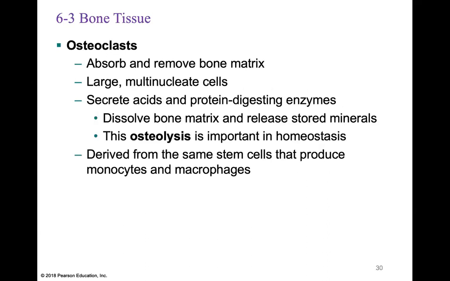And then the osteoclasts are going to absorb and remove bone matrix. They are large multinucleated cells. They will secrete acids and protein-digesting enzymes, dissolving the bone matrix and releasing the stored minerals, such as, as I mentioned, calcium, but it could also be magnesium. This osteolysis is important in homeostasis, and osteoclasts are derived from the same stem cells that produce the monocytes and the macrophages.